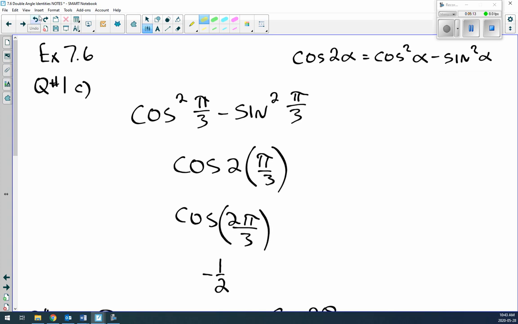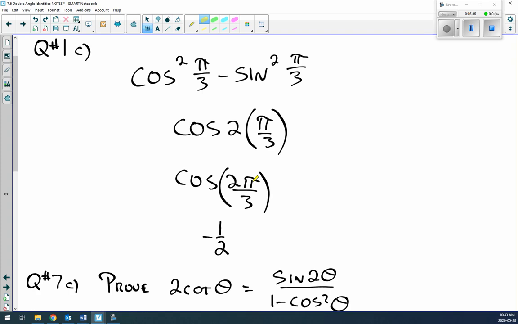So this is exercise 7.6. Let's look at question number 1C, because these are common ones that people have problems with. So that's why I put them in the notes. What we have here is cosine squared pi over 3 minus sine squared pi over 3. Well, if you look, that cosine squared minus sine squared can be written as cosine 2 pi over 3, right? We can use our double angle identities and go backwards. So it simplifies this quite a bit, because then we end up with cosine 2 times pi over 3. Well, what's 2 times pi over 3? Well, 2 pi over 3.